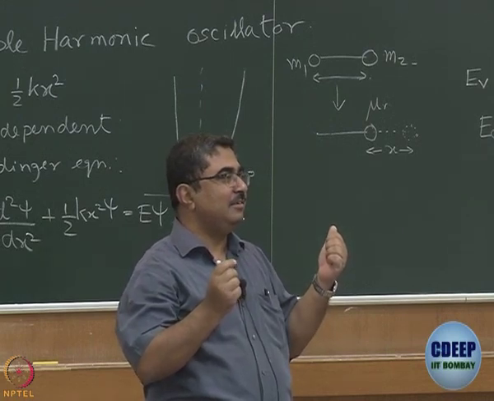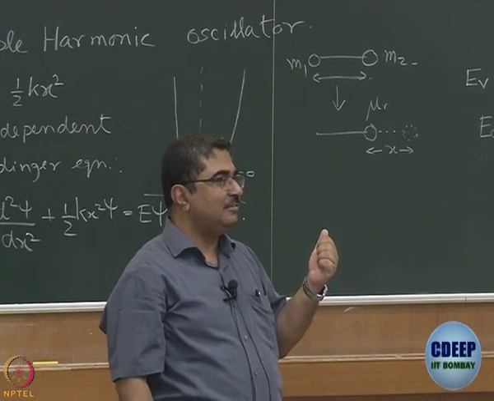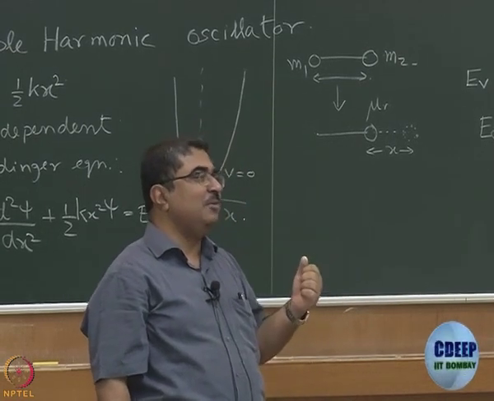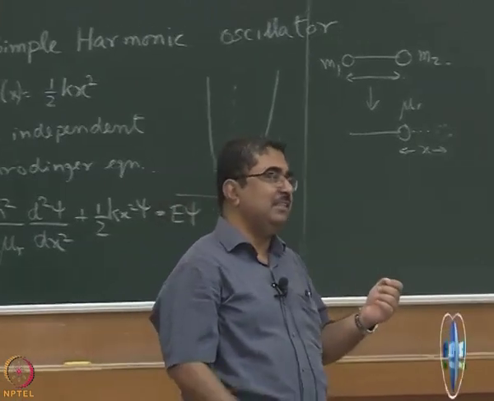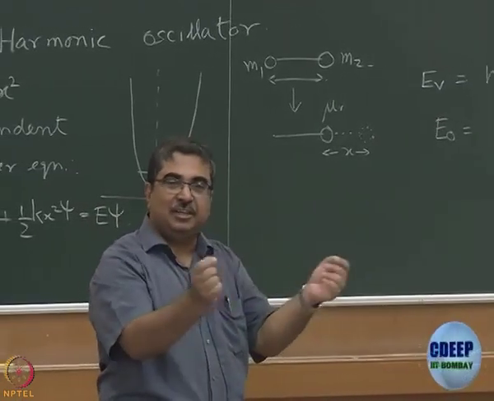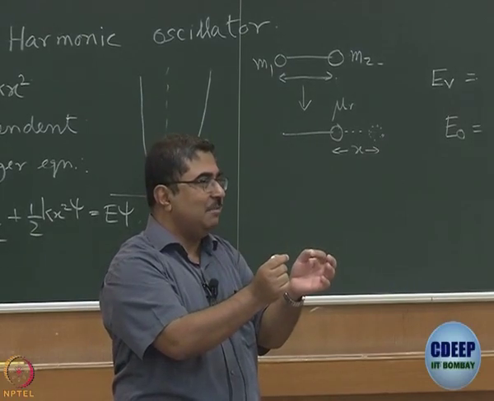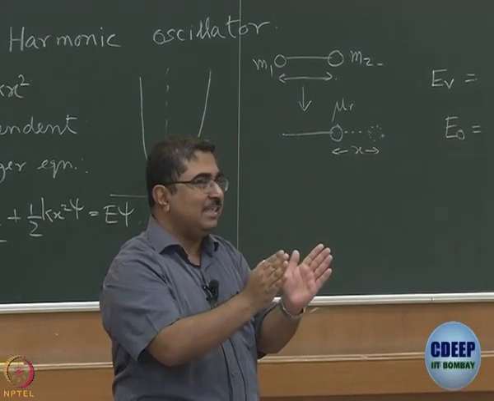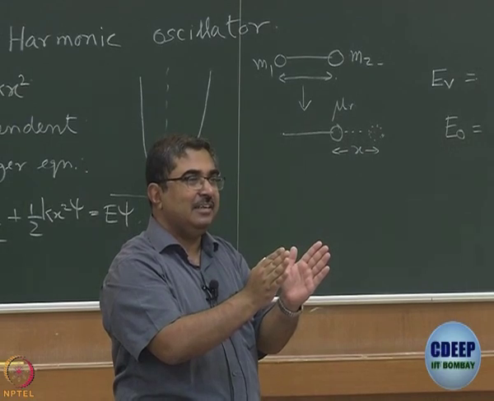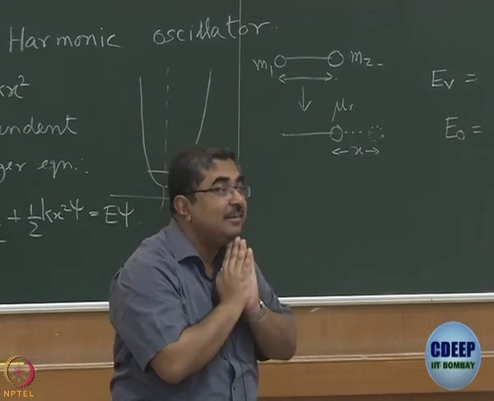Rajdeep? Why is it that for a quantum harmonic oscillator, I cannot have 0 energy? 0 energy means what? The oscillator is not oscillating anymore, its vibration has stopped, right? Stopped completely. X is 0 means it is at equilibrium position. Yeah?